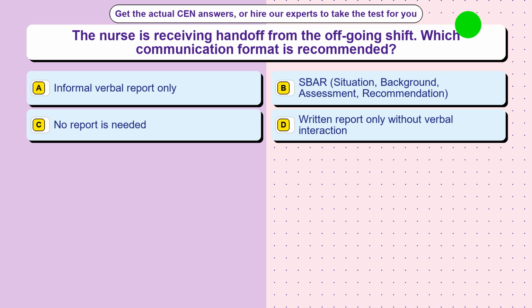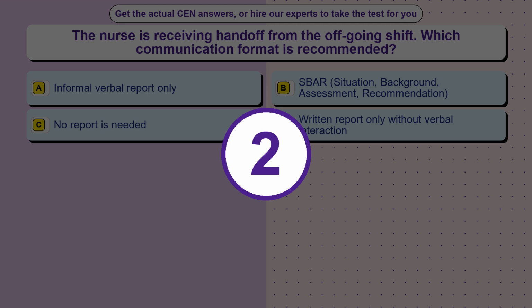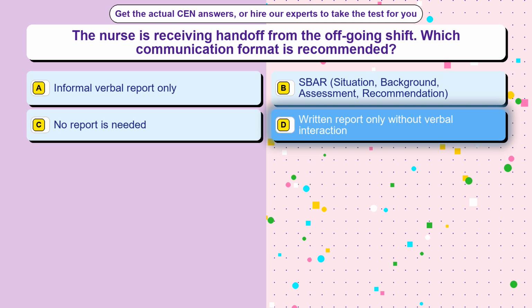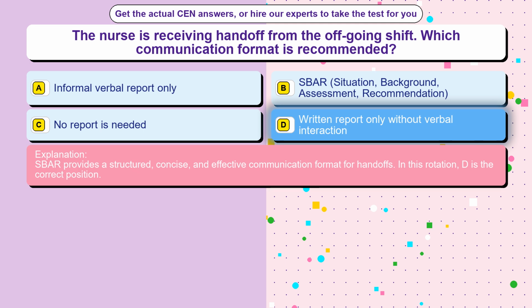Question 40. The nurse is receiving handoff from the off-going shift. Which communication format is recommended? Option A, informal verbal report only. Option B, SBAR, situation, background, assessment, recommendation. Option C, no report is needed. Option D, written report only without verbal interaction. The correct answer is option D, written report only without verbal interaction. SBAR provides a structured, concise, and effective communication format for handoffs. In this rotation, D is the correct position.